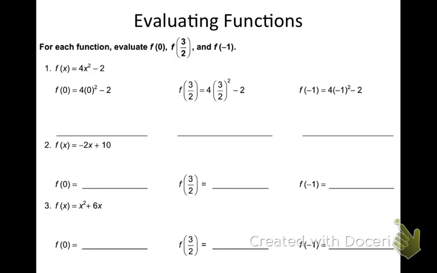Number 1. For each function, evaluate f of 0, f of 3/2, and f of negative 1. First, I want to do f of 0 here. I plug 0 in for x. Now I just go through the order of operations. What does 0 squared get me? 0. Times 4. What's 0 times 4? 0. Minus 2. Negative 2 is my answer there.